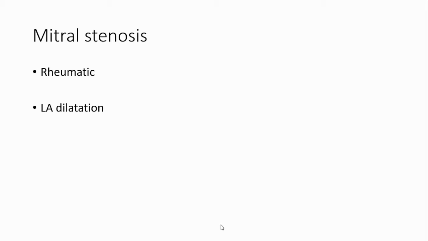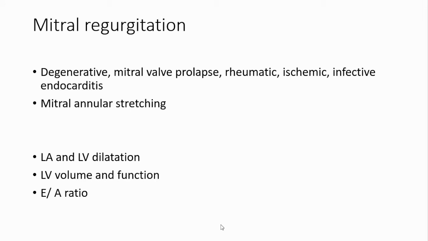Mitral stenosis: the most common cause is rheumatic heart disease. It is usually associated with left atrial dilatation. Mitral regurgitation may be primary due to degenerative, congenital, or rheumatic valve disease, or it may be secondary to mitral annular stretching due to left ventricular dilatation. It is associated with left atrial and ventricular dilatation. Cardiac MR assessment of left ventricular volume and function may help decide further management in these patients.